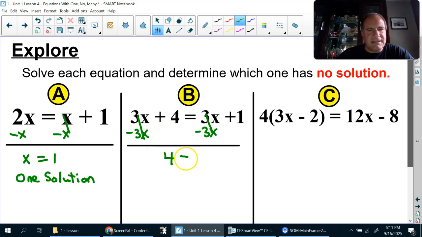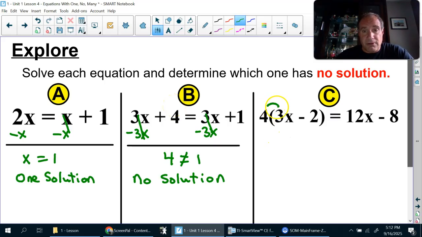4 does not equal 1. This has no solution. Now think about it. 3x plus 4 can never be equal to 3x plus 1. It's just not going to be equal ever. So that's what it means when there is no solution.